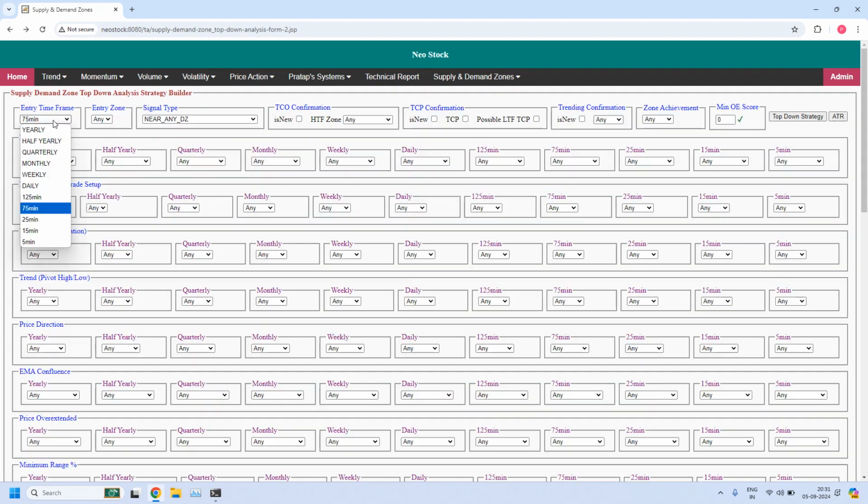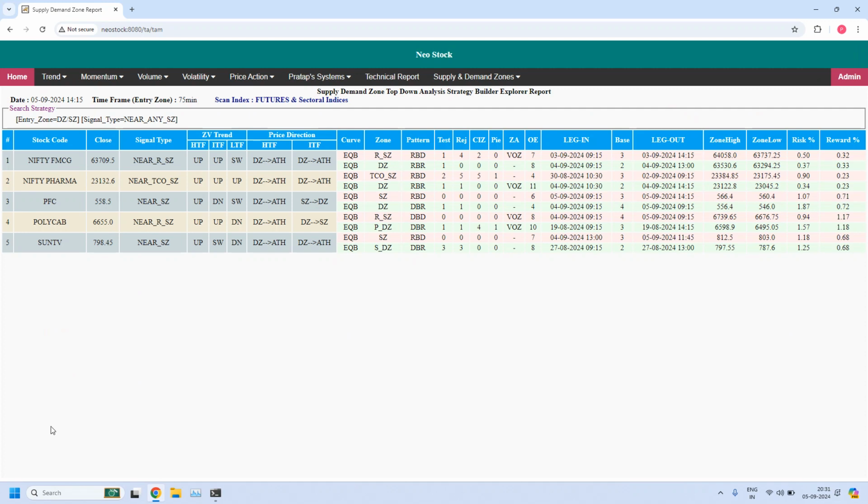So next, for 75 minutes time frame, let us find the stocks near 75 minutes supply zone. Let us identify high liquidity daily supply zones from this list. First one is high liquidity, but it is an indices, so we can't plan a trade in F&O. This is already pierced.